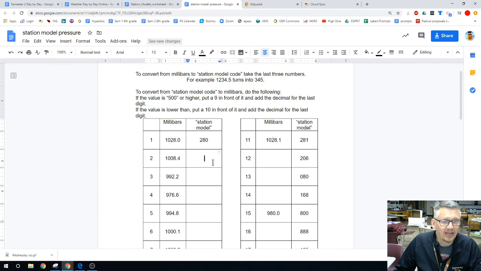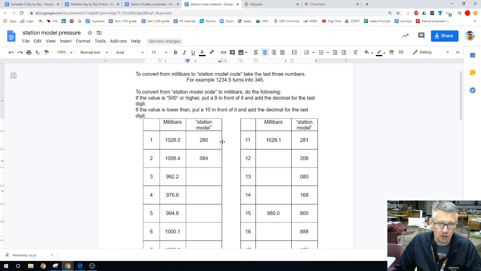Likewise, when we take a look at this 1008.4, we need that 0 in front. So the last 3 digits, okay? And between 950 and 1050, okay?